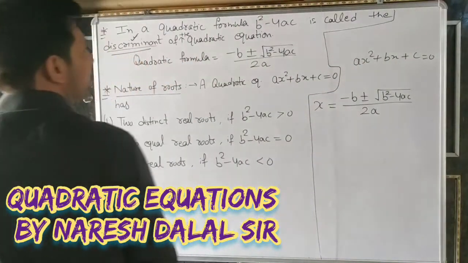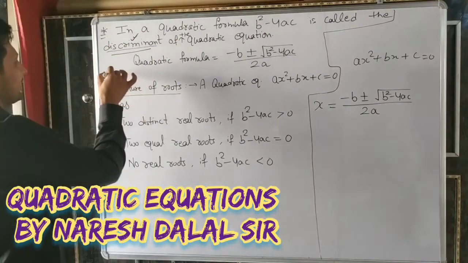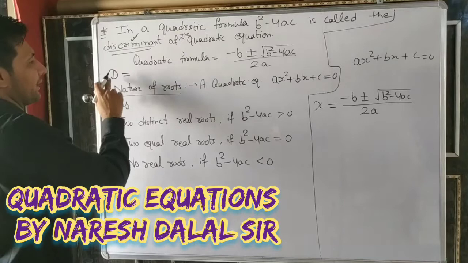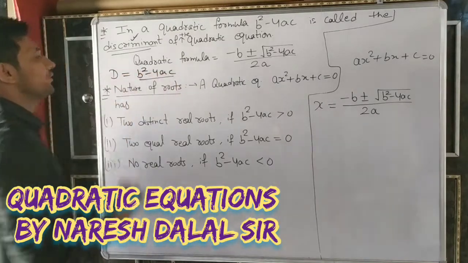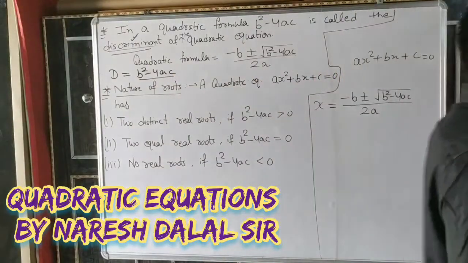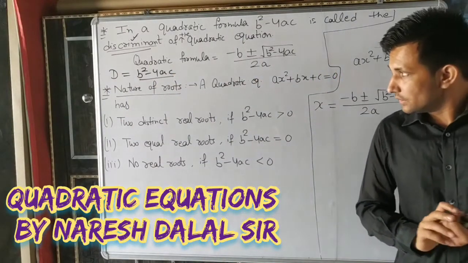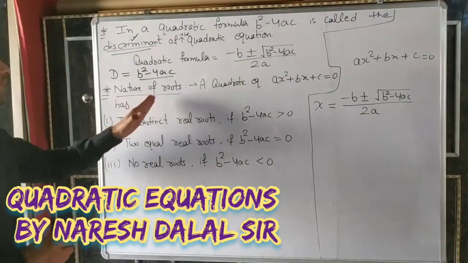The discriminant can always be denoted by D. So you can write D equal to discriminant, D means discriminant, b square minus 4ac. Always remember this: what is the discriminant? b square minus 4ac.